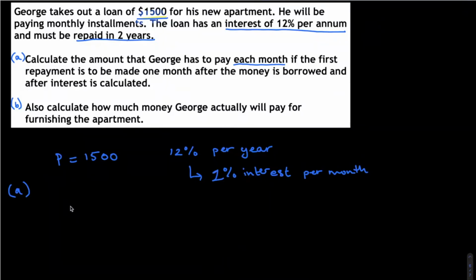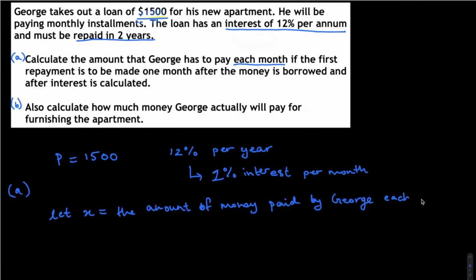Now we're going to make a let statement. All right, in the let statement, what we're going to say is let x equal the amount of money paid by George every month. Okay, because the question says every month he makes some repayment, right? To get rid of his debt, to reduce his debt that he has, right? So that is what X is, okay? Paid by George each month. Okay. That is what I'm gonna let X equal.